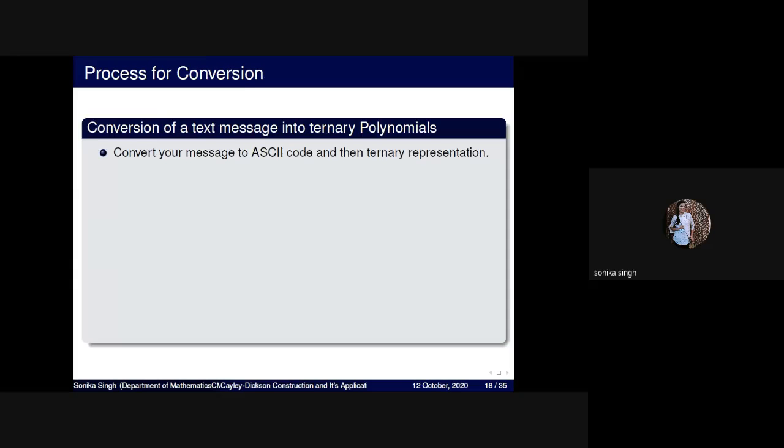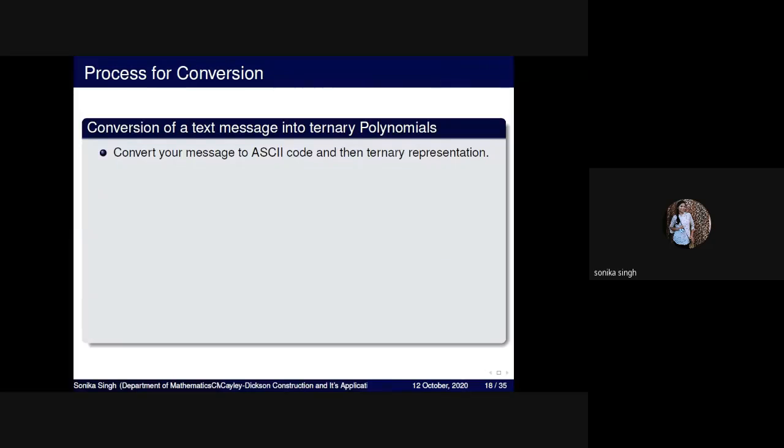Again, we require one more important thing before designing the cryptographic systems. To get started designing, we need to learn how we can convert our data, which is text, into decimal using the American Standard Code for Information Interchange. After that, we convert the decimal into the ternary representation.